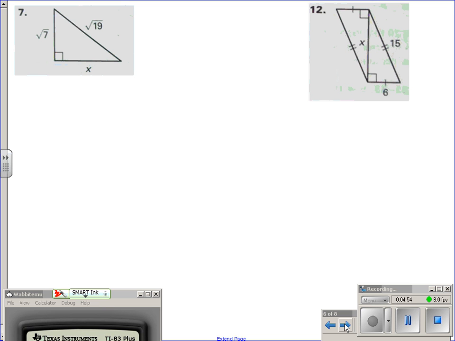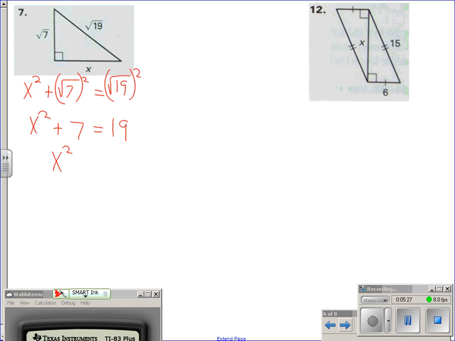Number 7 here, again, hit pause. Please try this on your own. To solve this one, it's basically the same idea. Leg squared plus leg squared equals hypotenuse squared. So, square root of 7, oops, it's not supposed to be an equal sign yet. Remember to take care of the exponents before you do any adding or subtracting. Square root of 7, when you square that, it's just 7. Square root of 19, when you square that, it's 19. Get the x squared term by itself, so we're subtracting 7 from both sides. Take the square root of both sides.